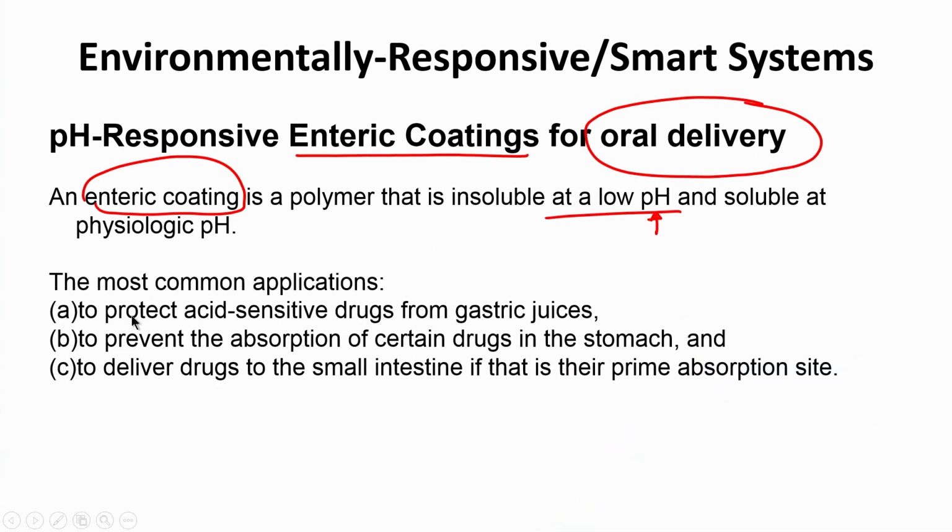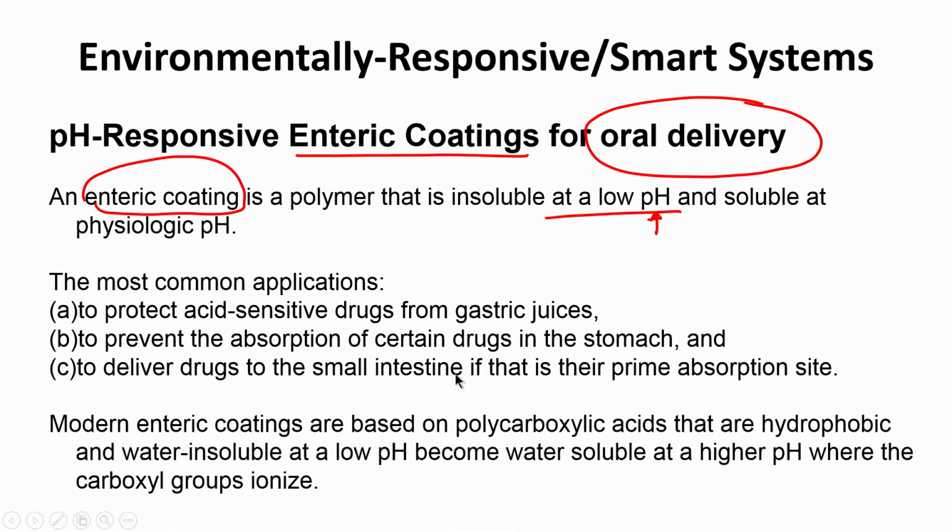So, again, some of the common applications are to protect your sensitive drugs from gastric juices, and to prevent absorption of certain drugs in the stomach. So maybe you want absorption to happen further downstream of the stomach, and then to deliver it to the small intestine, which is where most of the absorption happens anyway. Modern enteric coatings are based on polycarboxylic acid, as I was saying, that are hydrophobic and water insoluble, but as soon as their carboxyl groups ionize at a slightly higher pH, they become soluble and then they can dissolve away.